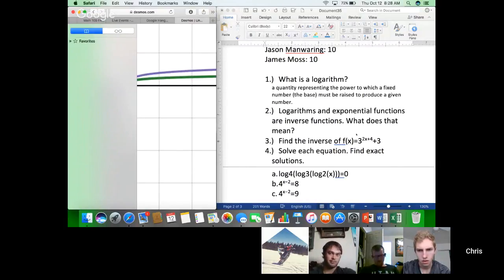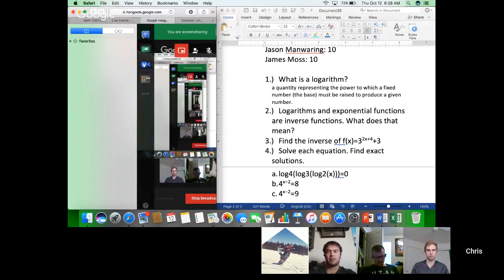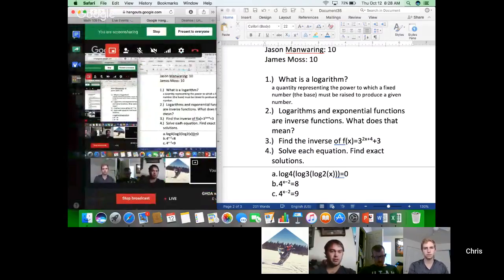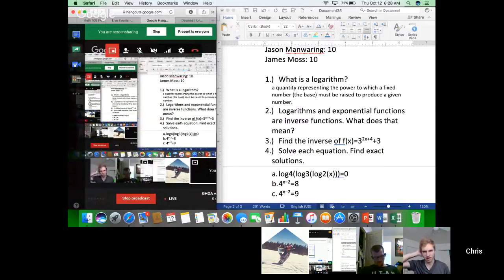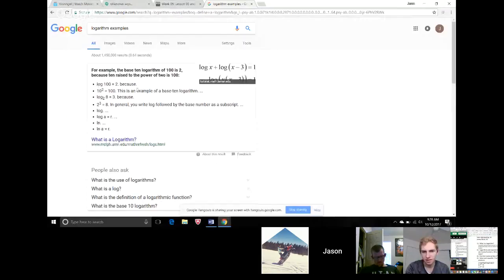Does that make sense? Oh yeah. Do you want me to screen share it so you can see it? For all those people who aren't getting it. Oh, because 10 is the natural log. Yeah, so 10 is your base, and 2 is the number that it's raised to in order to get 100.